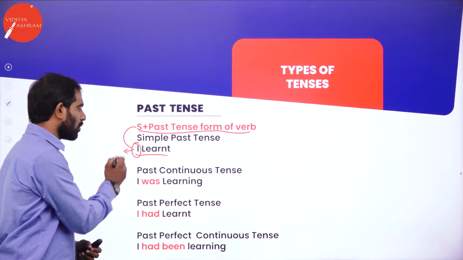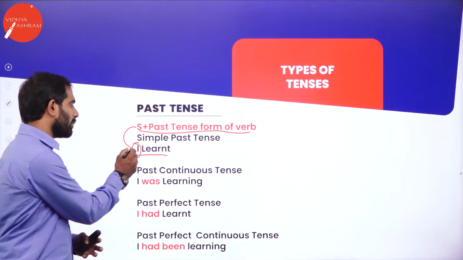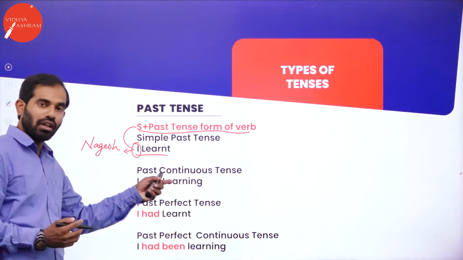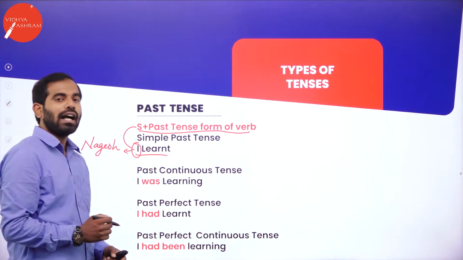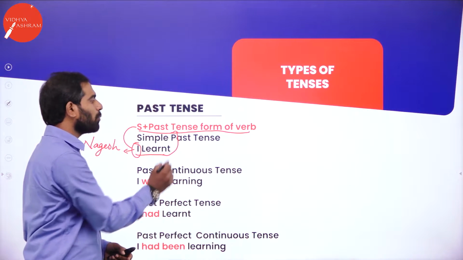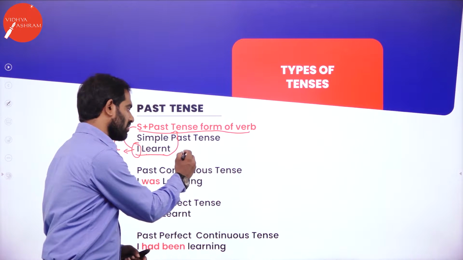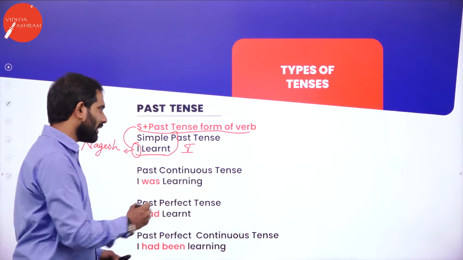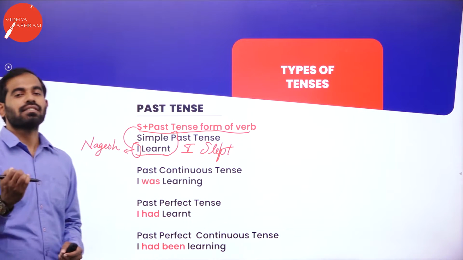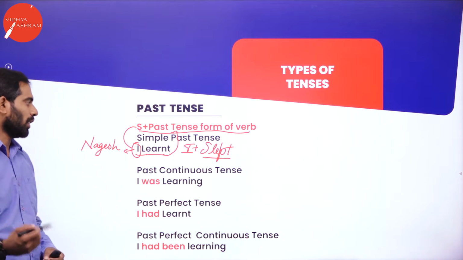So I is a pronoun and is a subject. As I told you, subject could be a noun or a pronoun. I could be replaced with Nagesh. So Nagesh learned. And what is this formula here? I have written S stands for subject plus past tense form of verb. Now the verb is in past tense. For example, if you change the example, I slept. So I is subject and slept is the past tense form of verb.